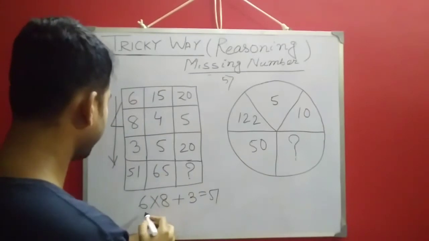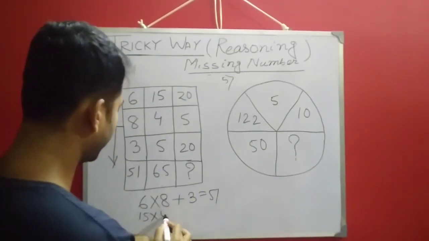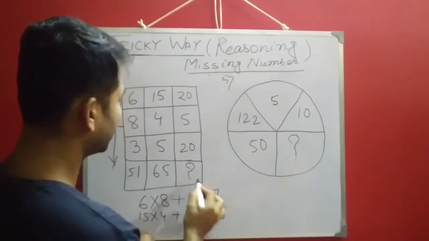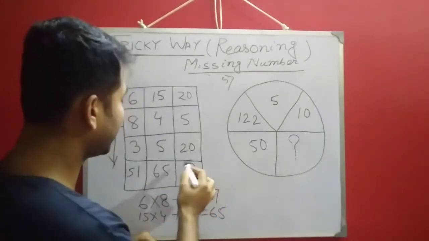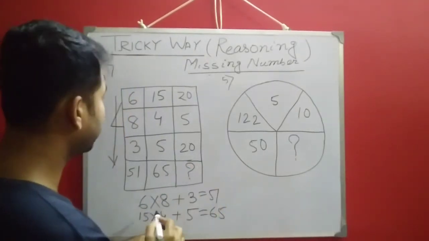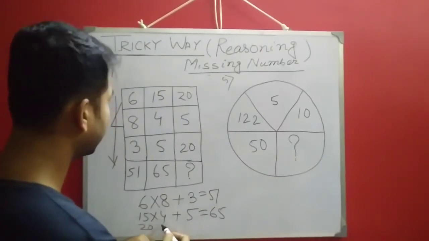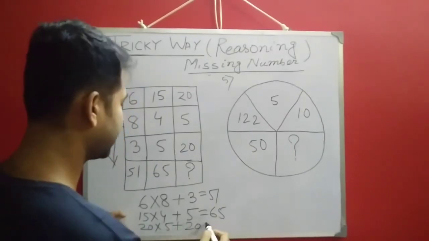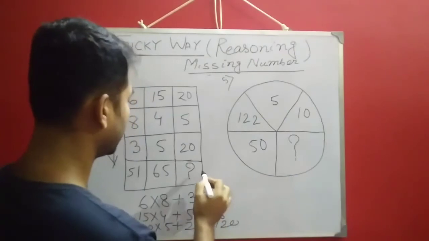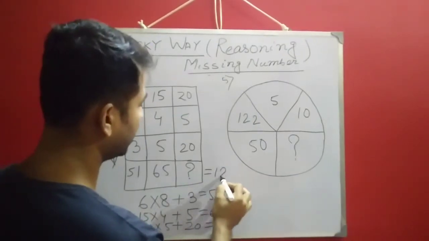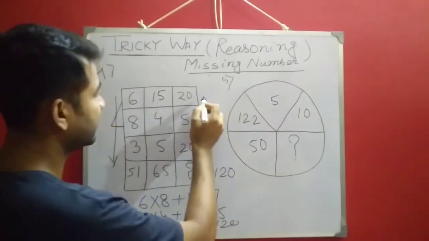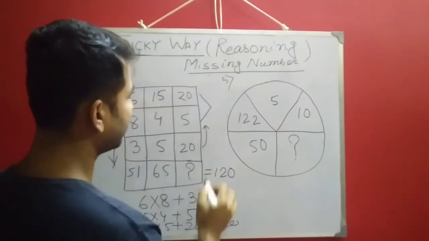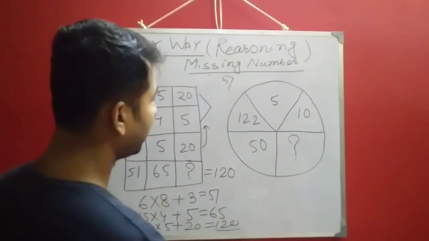Similarly, 15 into 4 plus 5 means 65. So what will be the value for this question mark? The value will be 20 into 5 plus 20, which means 120. So the value for this is 120. Is it clear? Just multiply those values, add this value, and this will be our result.